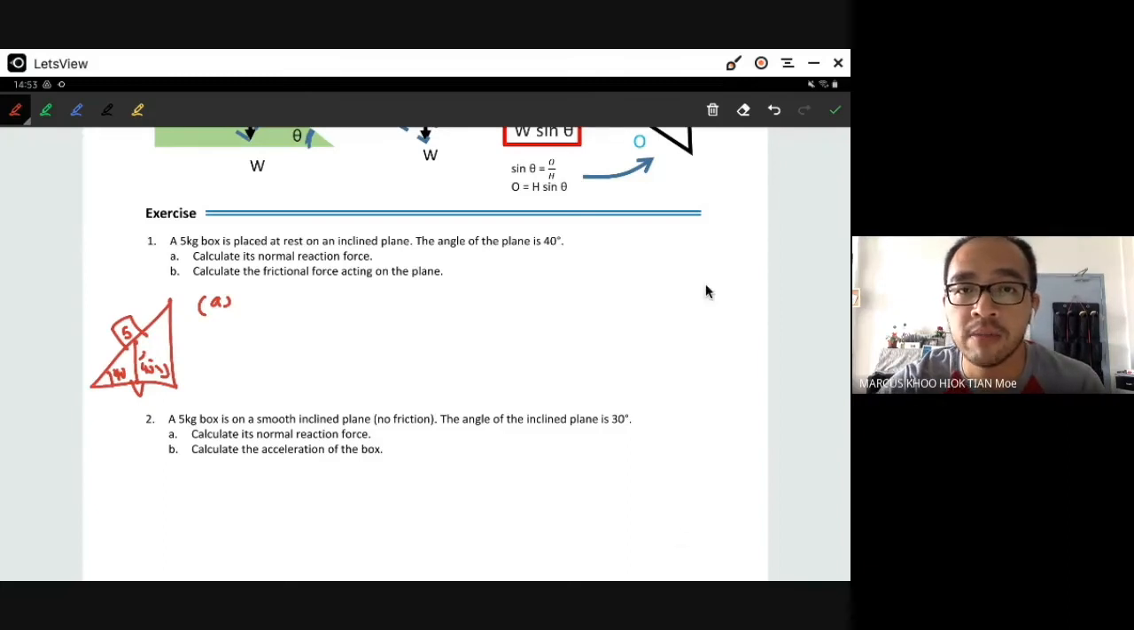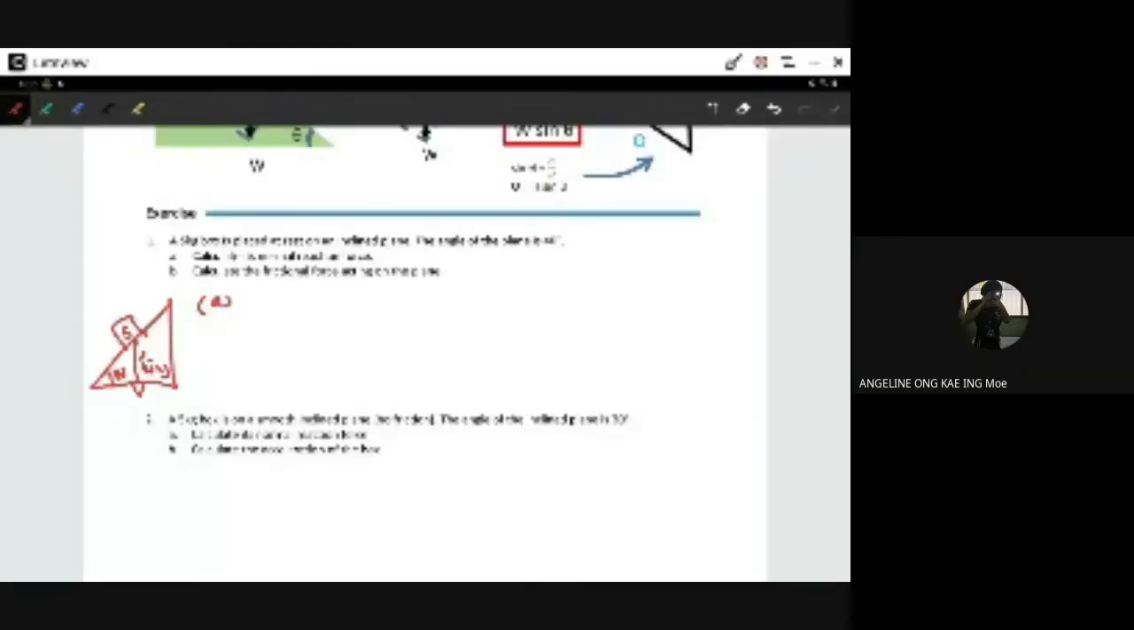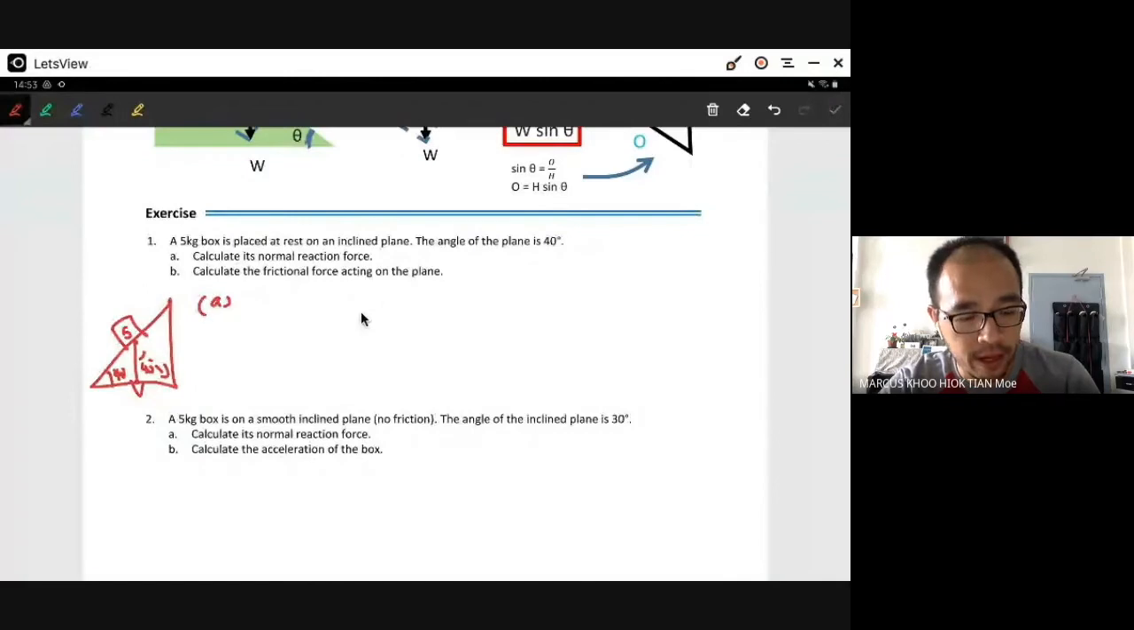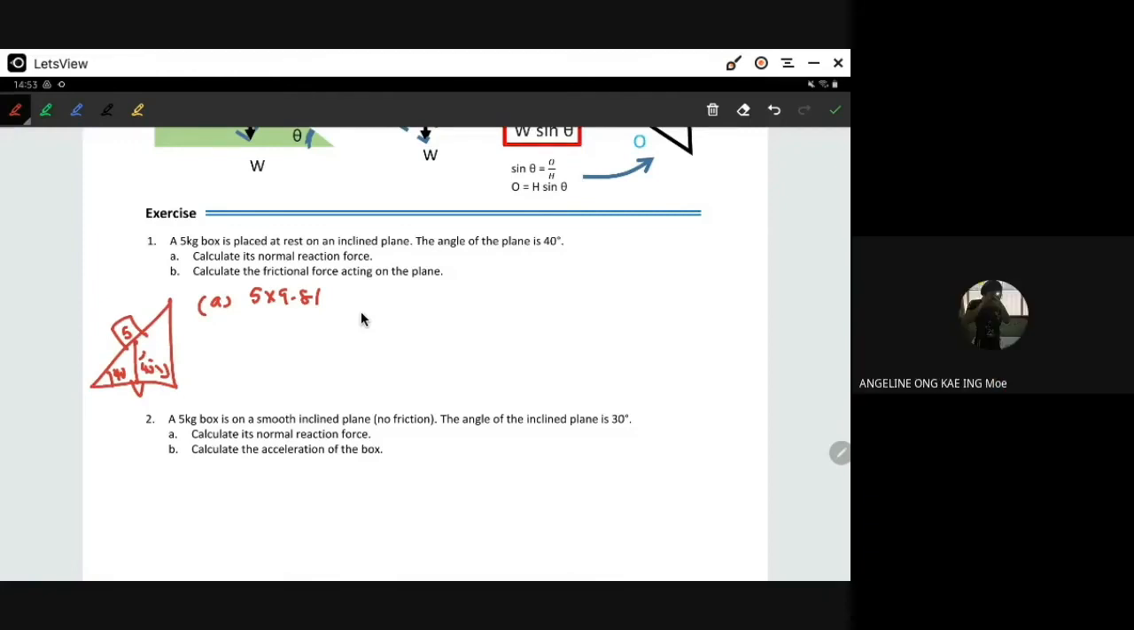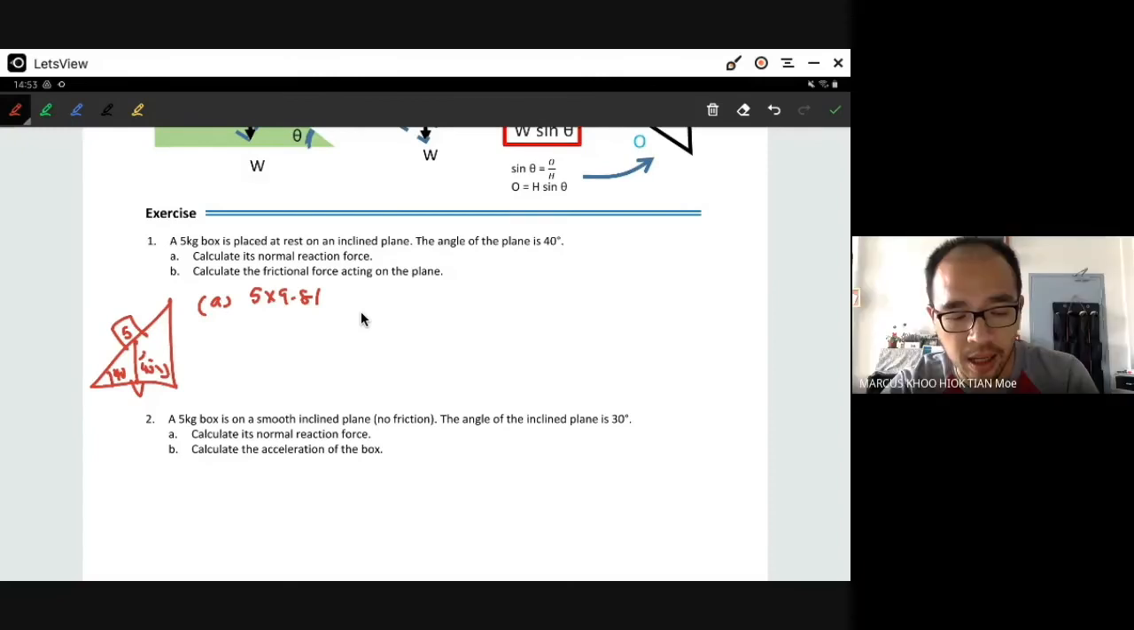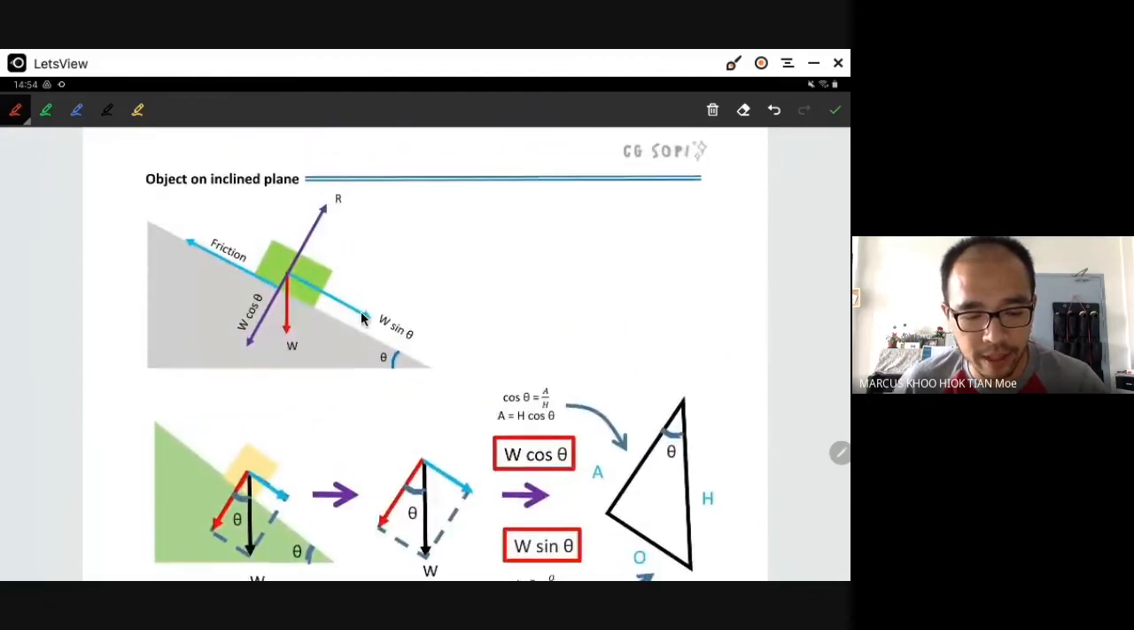Let's see if Angeline is in here. Angeline, are you here? 5 times 9.81. Okay. Why do we do this? To find the reaction force. Are you sure? 5 times 9.81 is which one? Take a look at this. You see, the reaction force is actually the same as this one.